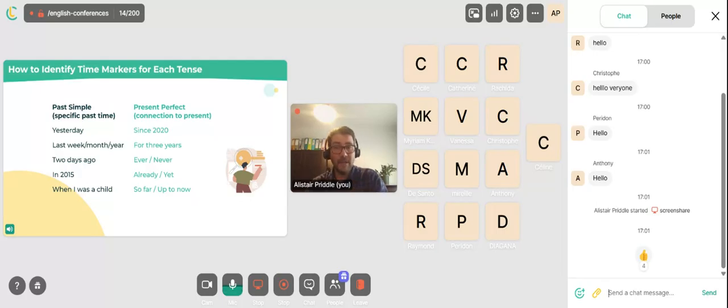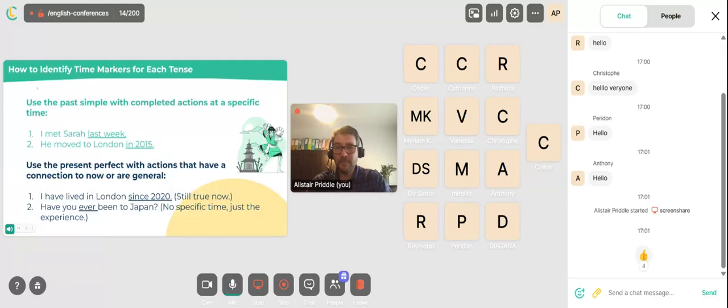I have already watched some TV today. I haven't watched any TV yet today. Okay. I have taught many lessons so far today. I have taught many lessons up to now. There we go. So we're going to continue. Okay. And we're going to continue thinking about these time markers.